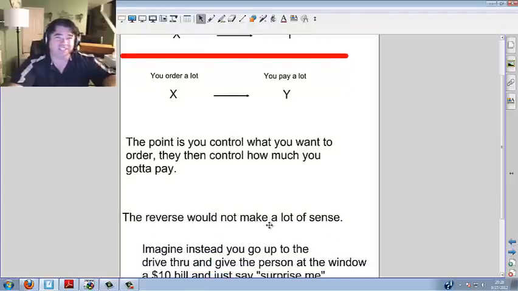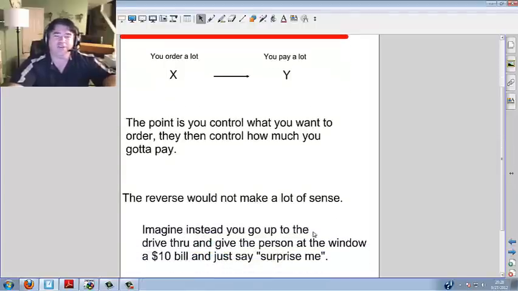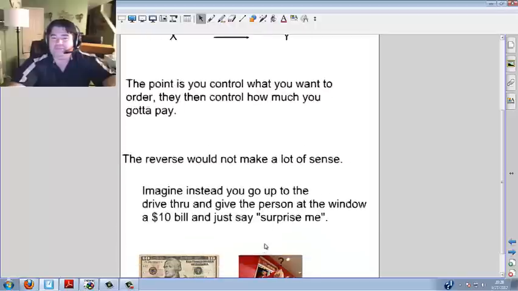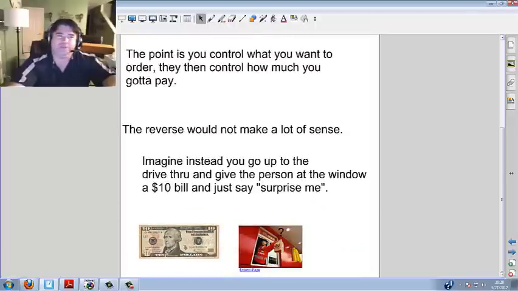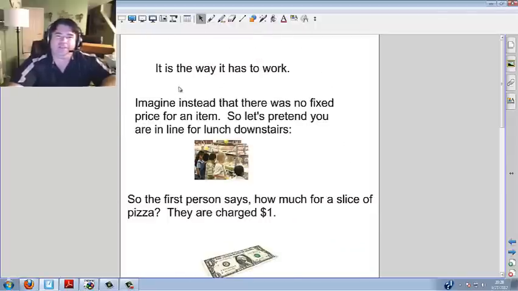The reverse wouldn't make a lot of sense. I mean, imagine instead you go up to the drive-thru and give the person at the window a $10 bill and say, "Hey, surprise me." That ain't going to work out too well. It's the way it has to work.